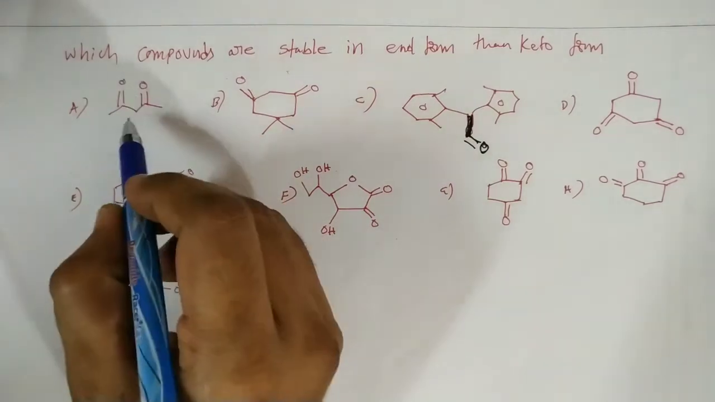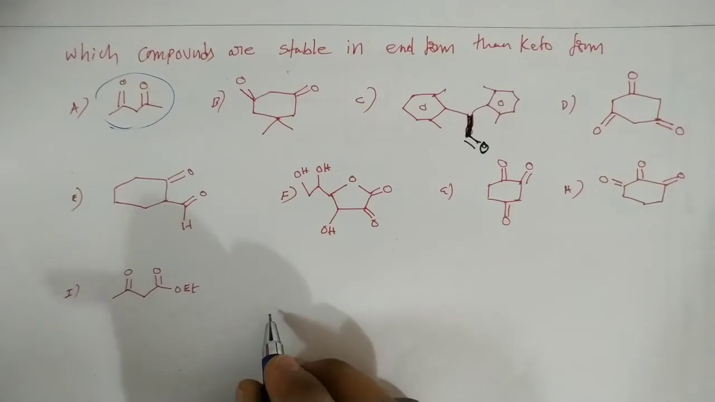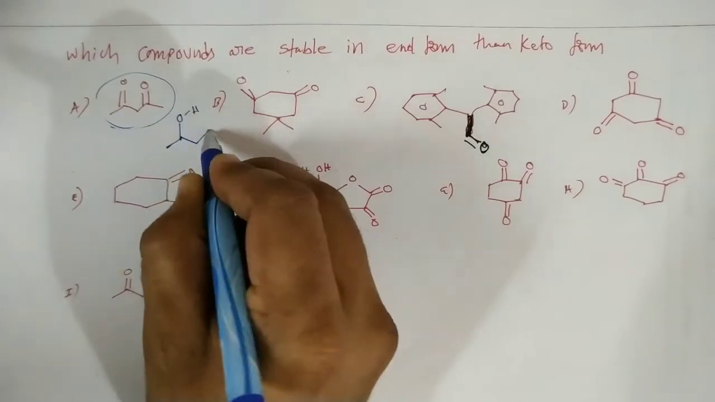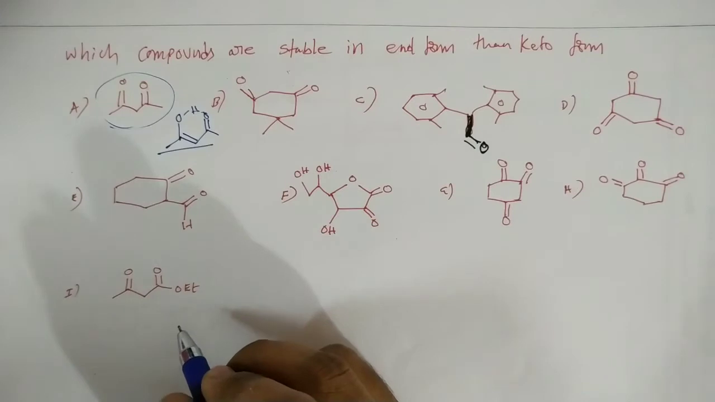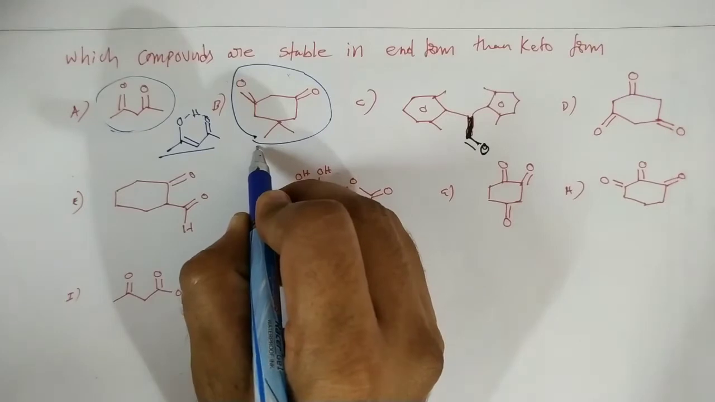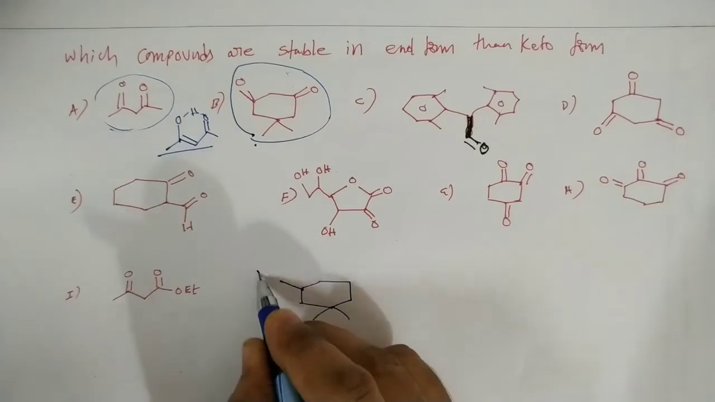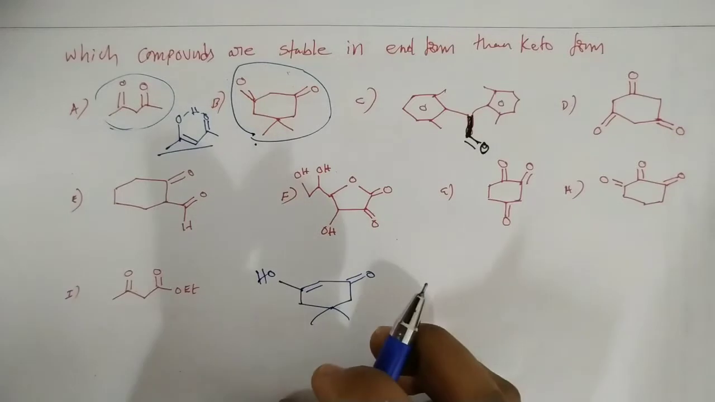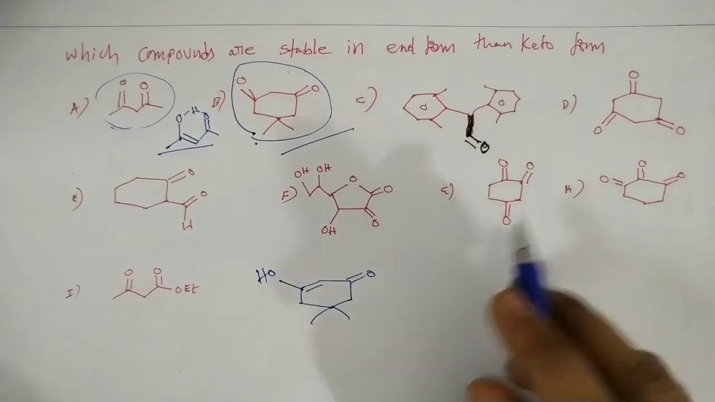You know very well about acetyl acetone. This is stable in enol form, stabilized by intramolecular hydrogen bonding as well as continuous conjugation, as you know. Next, this compound is stable in keto form. Why? Because for this compound there is no hydrogen bonding, just conjugation. So this compound is stable in keto form but not enol form.